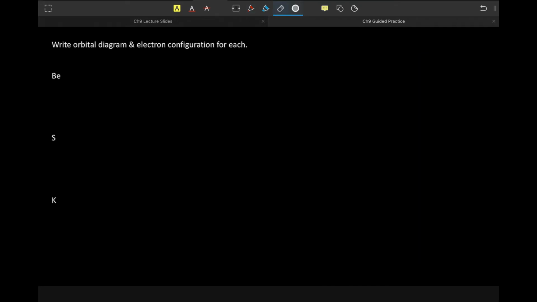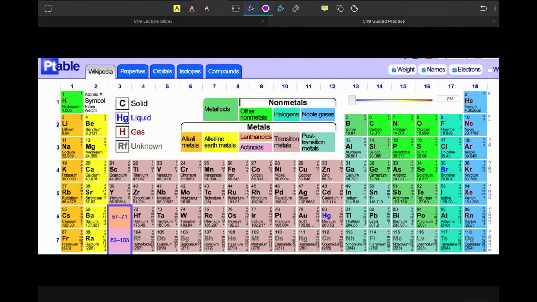All right, let's go ahead and do some practice together. It says that we are going to write an orbital diagram, which again is the long form, and an electron configuration, which would be that medium form, for each of these. So for beryllium, what's the first thing we need to know? Let's go ahead and figure out how many electrons beryllium has.